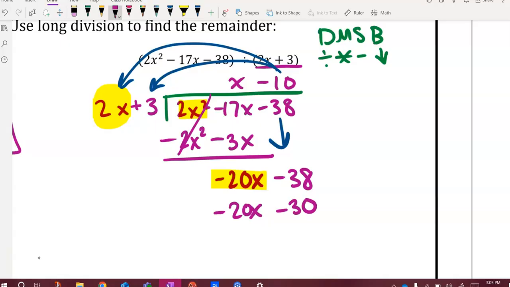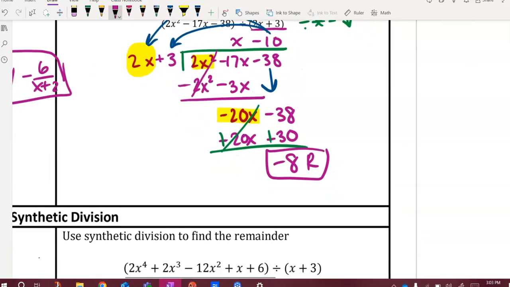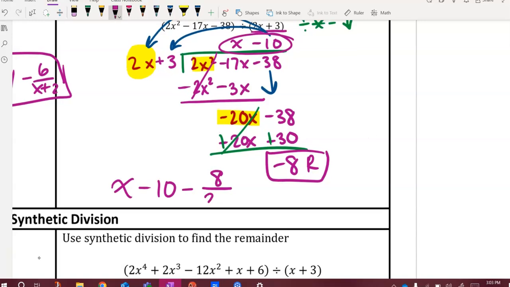Now we need to subtract or change signs. And we have negative 20 plus 20, and negative 38 plus 30 leaves us with a remainder of negative 8. If we wanted to write our answer, we would say the answer is up here, x minus 10, and then plus or minus the remainder divided by whatever we were dividing.